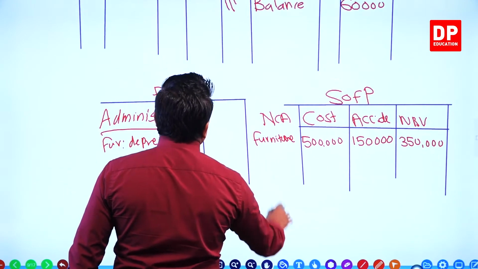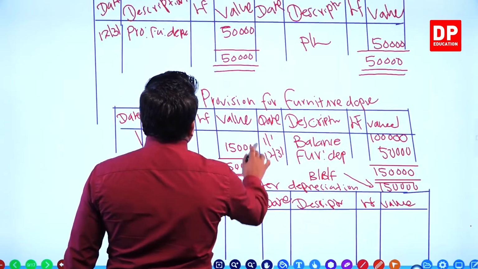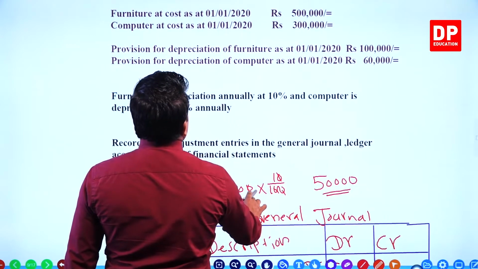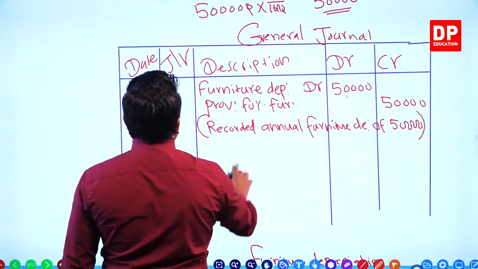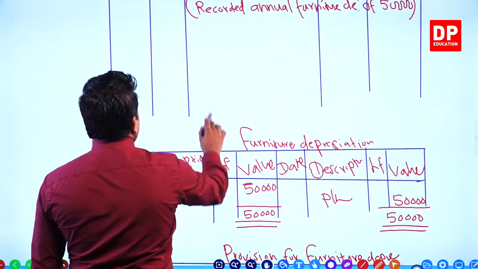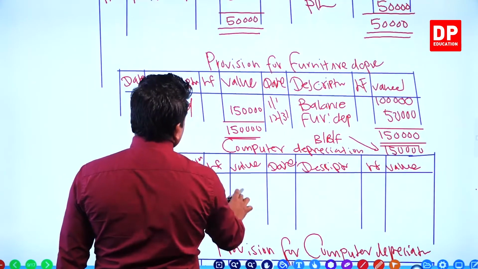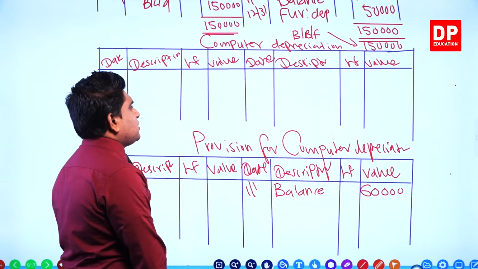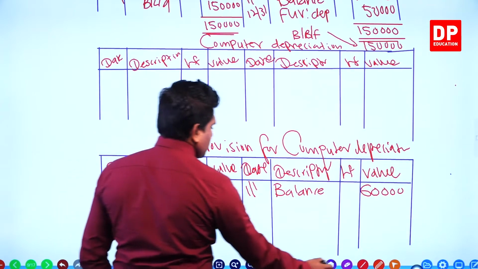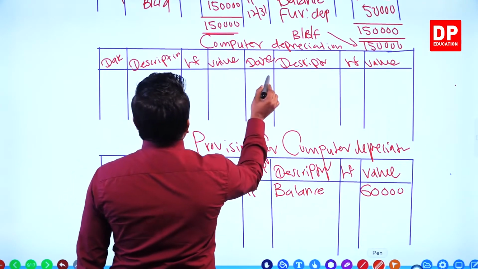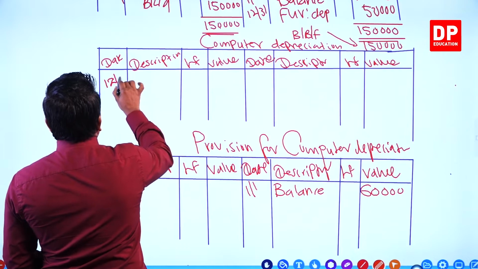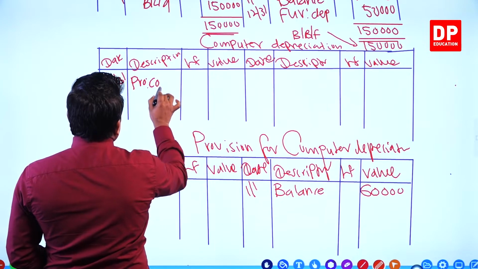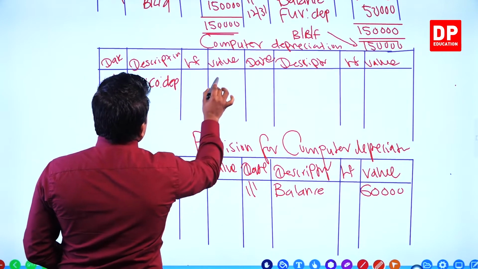It is computer depreciation. Computer depreciation 20%, they have given the percentage, right? The cost is 300,000. Then how much? 300,000 into 20%. If 10% is 30,000, right? 20% is 60,000. Then we can enter these details in the ledger accounts. 12/31. Provision for computer depreciation. How much? 60,000.